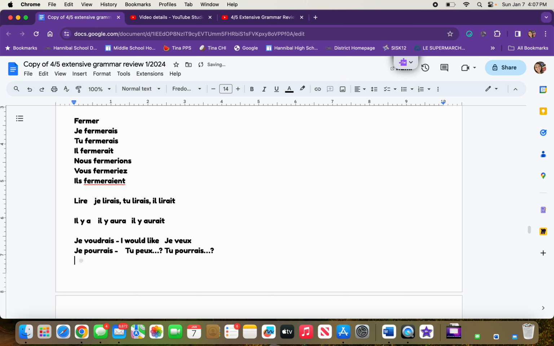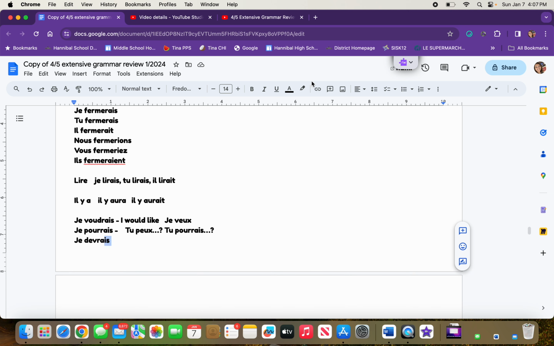And then when you do devoir like that, so je devrais, a lot of times they'll do that one as I should. I want to make sure my volume's up. But yeah, I should. Je devrais, tu devrais, you should, whatever. But again, it's that irregular root with that imparfait ending. So that's all I have to say about le conditionnel.